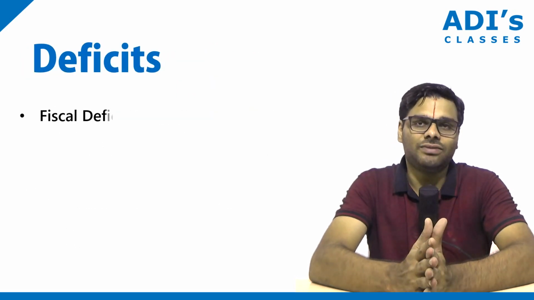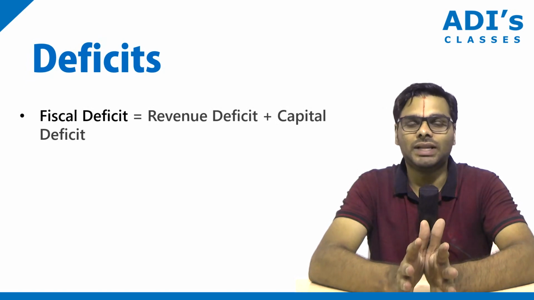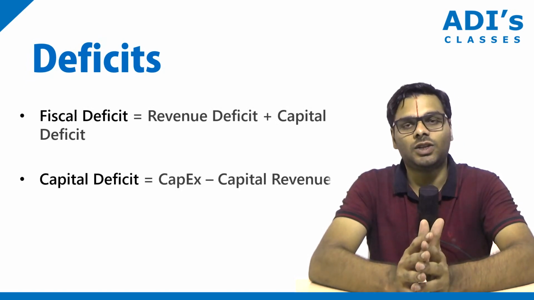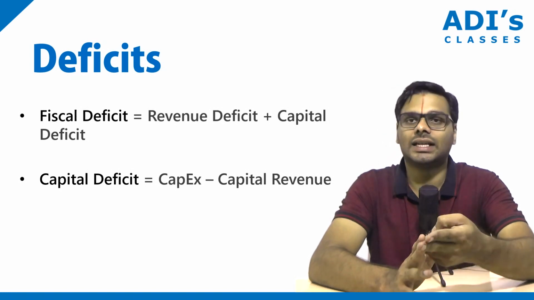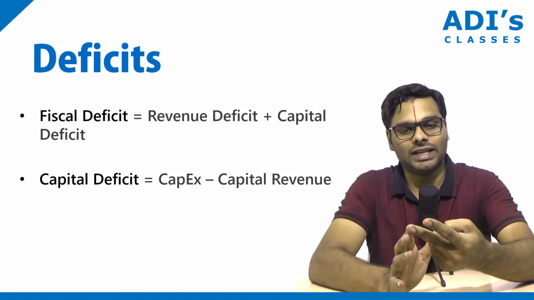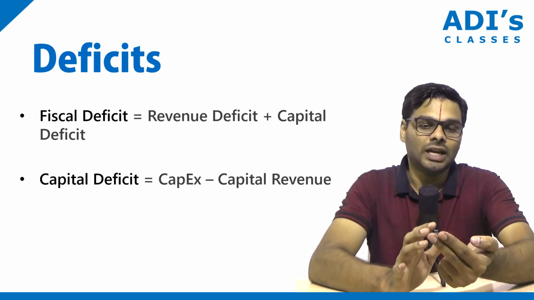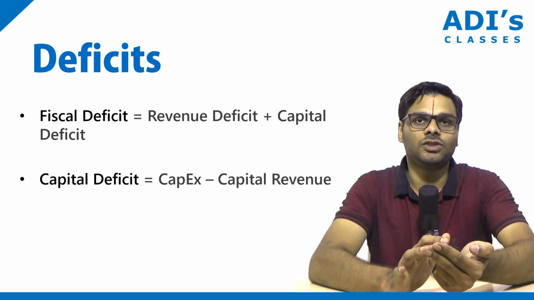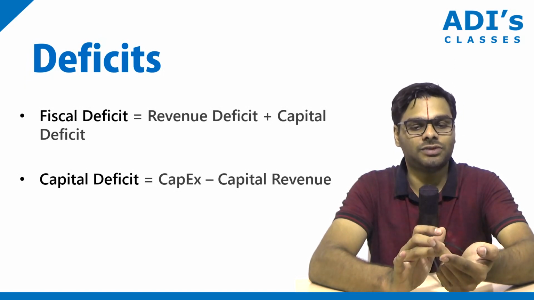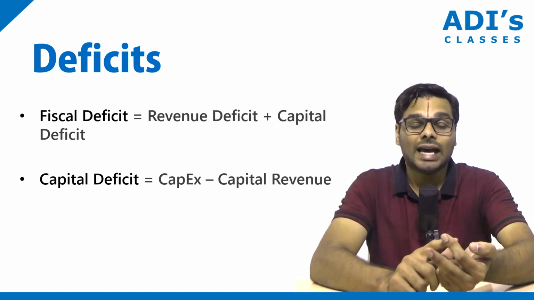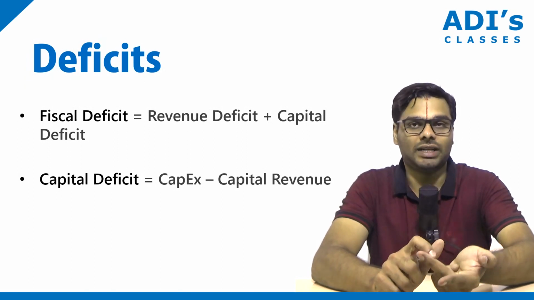Now, fiscal deficit is equal to revenue deficit plus capital deficit, right? Capital deficit is equal to capital expenditure minus capital revenue. This much is very clear. All deficits are nothing but expenditure minus revenue. Now, when we say fiscal deficit, it is fiscal expenditure minus fiscal receipt. When we say capital deficit, it is capital expenditure minus capital revenue.